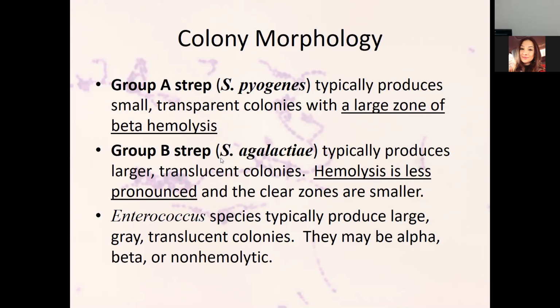We'll see that the hemolysis is still beta hemolysis, but it's going to be smaller zoning. And then we have Enterococcus species typically, which are large, gray, translucent colonies, and they can appear as alpha, beta, or non-hemolytic. So we kind of get a mix up here, but we have our group A and our group B up here. And we're going to see pictures in just a second when I flip the slide.